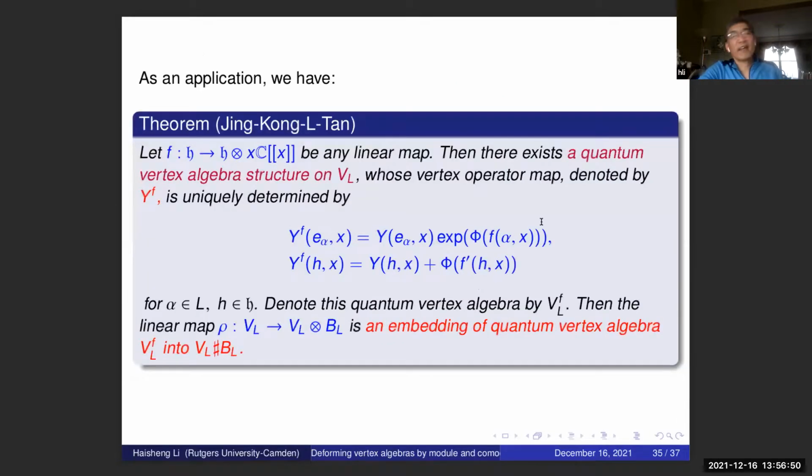Once we are given an arbitrary F, we can use this and get a deformation, or quantum vertex algebra structure, on VL, such that the corresponding vertex operator is given by the two equations in blue. That's the main result for that paper.